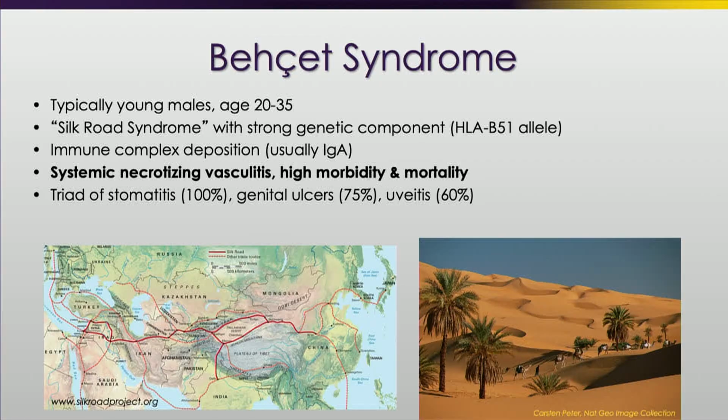My last large vessel vasculitis is Behçet syndrome, which is more typically arising in young men, age 20 to 35. It's called the Silk Road syndrome because many of these folks affected can trace their ancestry back to the Silk Road spanning Turkey to China. We clearly think there's a strong genetic component here. It is an immune complex deposition-driven vasculitis. It is aggressive with a high morbidity and mortality with a clinical triad, which was part of its original description in the early 20th century of stomatitis, genital ulcers, and uveitis.